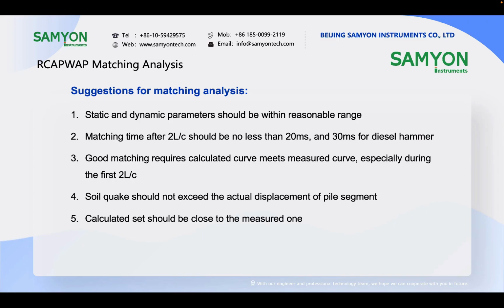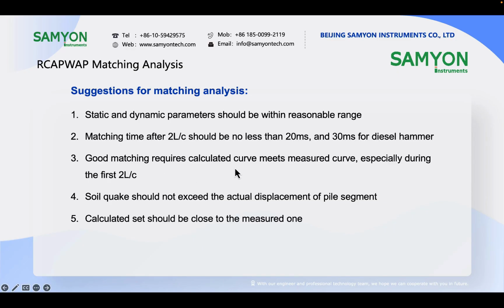And the matching time after 2L/C should be no less than 20 milliseconds, and 30 milliseconds for diesel hammers. So actually it's decided by the sample length. That reminds us to make sure that our sample length while collecting is long enough. Because we have met some problems from our customers, they give data with a sample length of only like 50 milliseconds. So it is too short for matching.